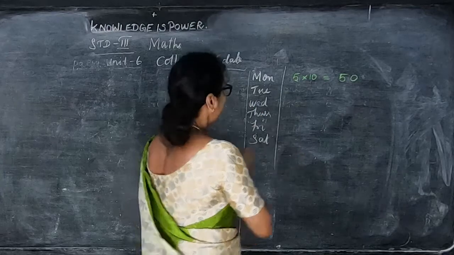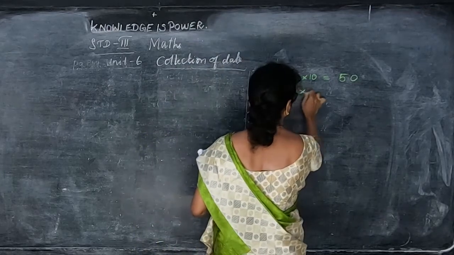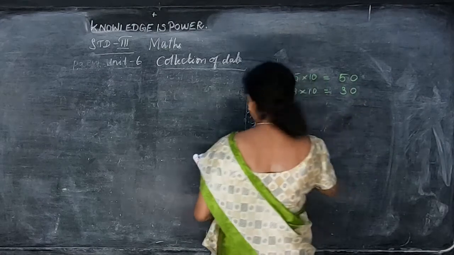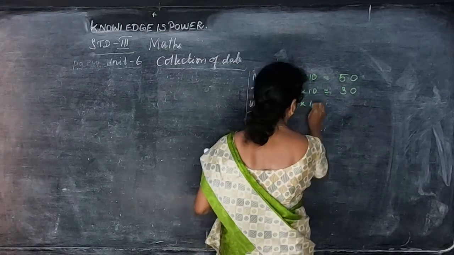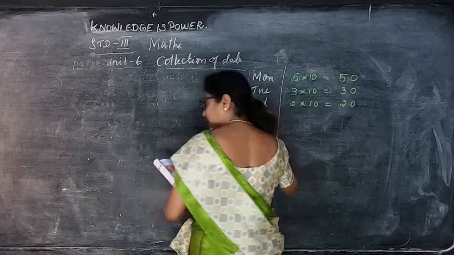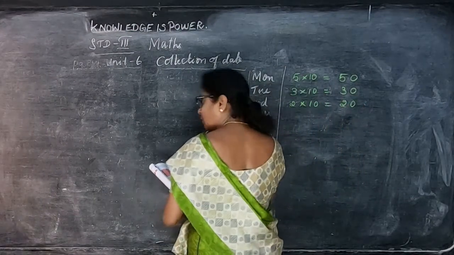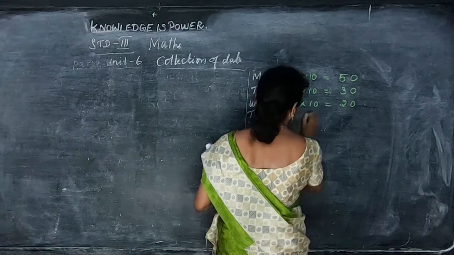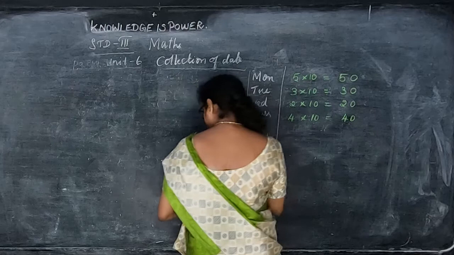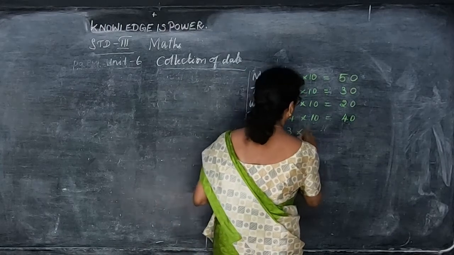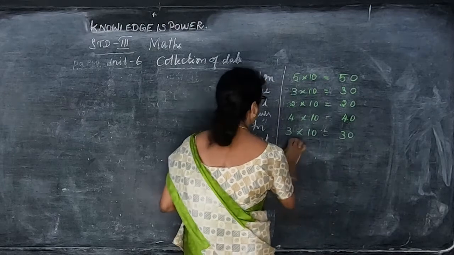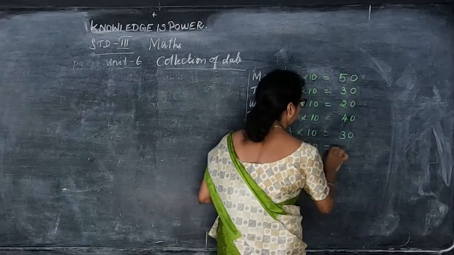Next, Tuesday is 3 chocolates. 3 into 10, that is equal to 30. Then Wednesday, 2 chocolates. 2 into 10, 20. Then Thursday, 4 chocolates. 4 into 10, 40. Then Friday, again 3 into 10, 30. Then Saturday, 1 into 10, that is 10.